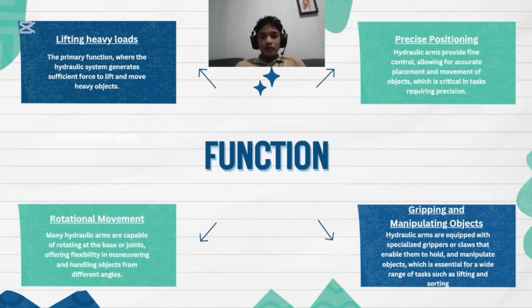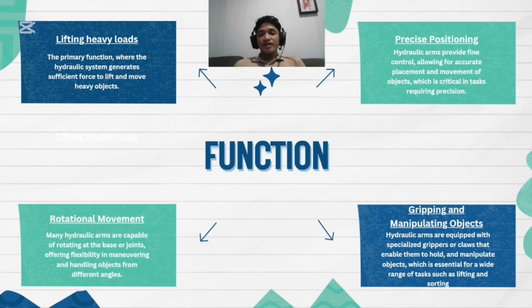First, let's take a look at the function of the hydraulic arm. The primary function is to lift heavy loads, where the hydraulic system generates sufficient force to lift and move heavy objects. Next is its rotational movement. Many hydraulic arms are capable of rotating at the base or joints, offering flexibility in maneuvering and handling objects from different angles. Next is precise positioning.